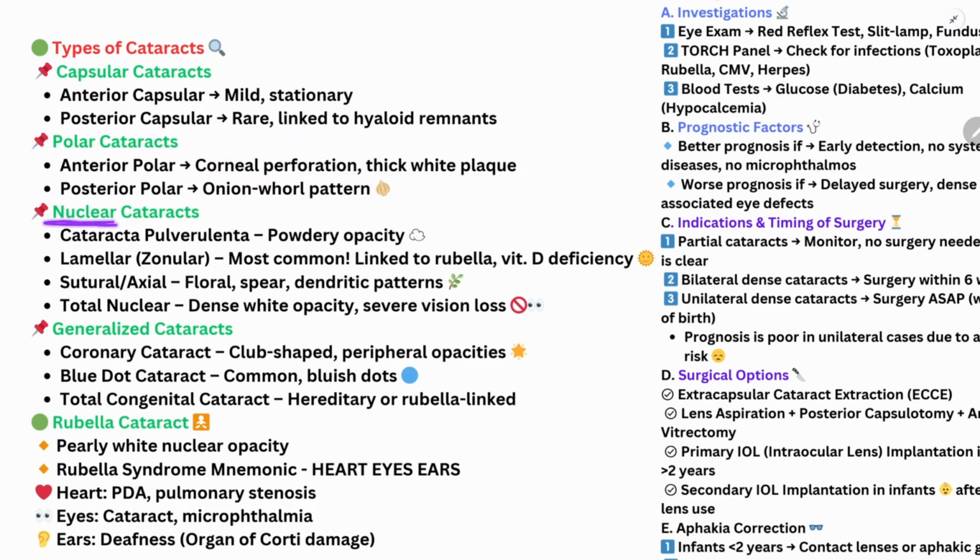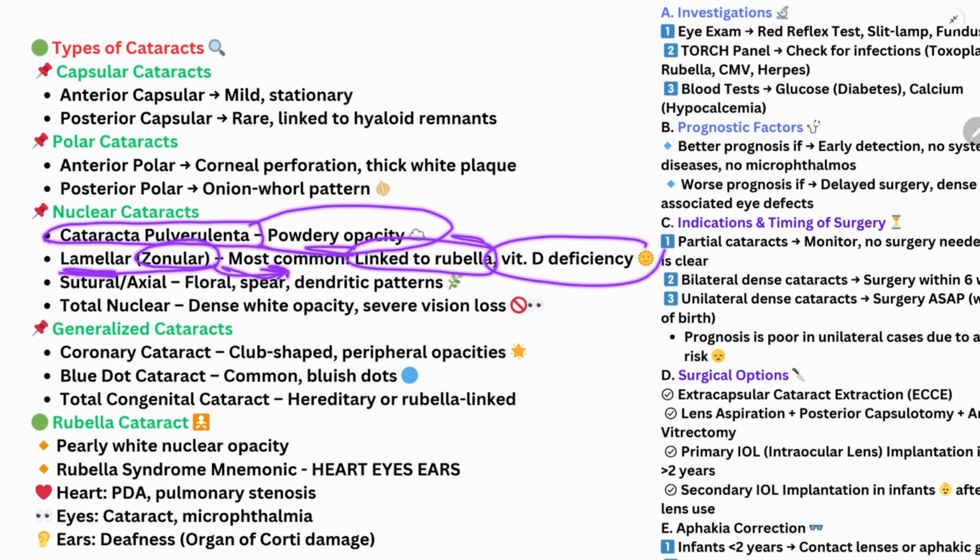Next one, nuclear. This nuclear cataract is divided into several types. Example, infant, embryo, child, etc. So here you will see cataracta pulverulenta, which is powdery opacity of the lens, and you will see lamellar, which is also called zonular, which is more common and can be seen in case of rubella infection and vitamin D deficiency.